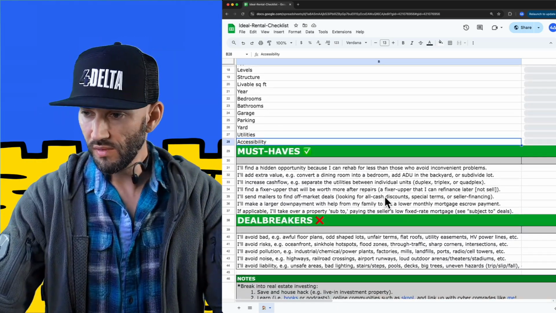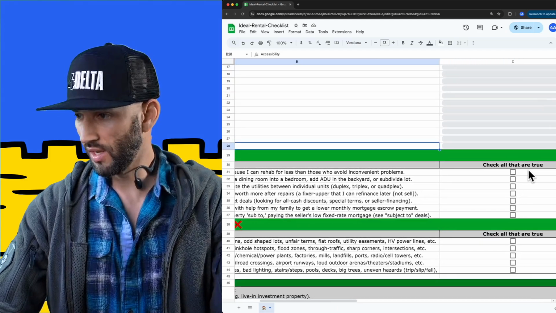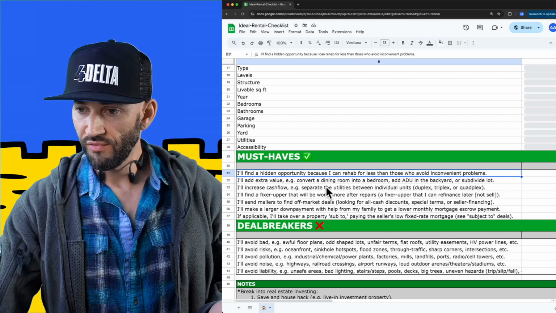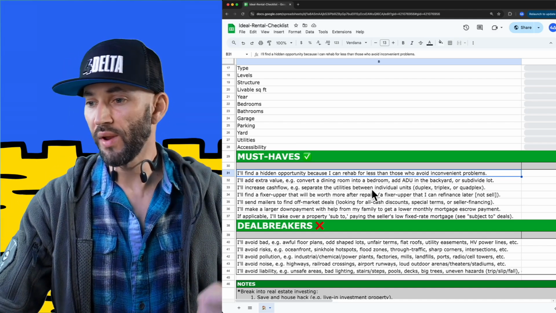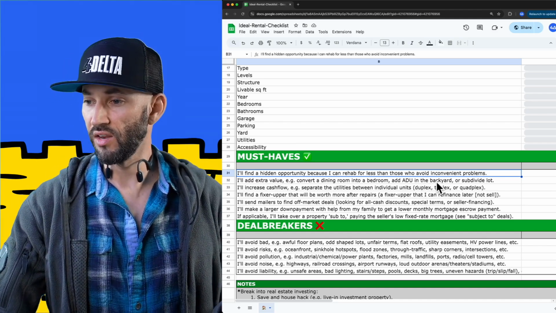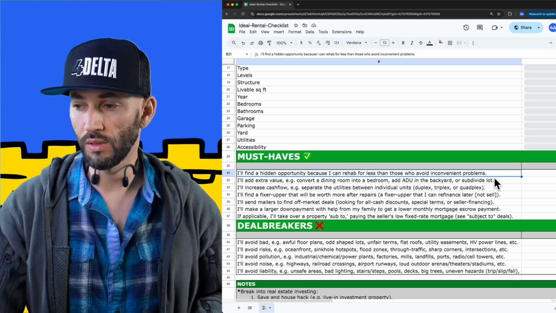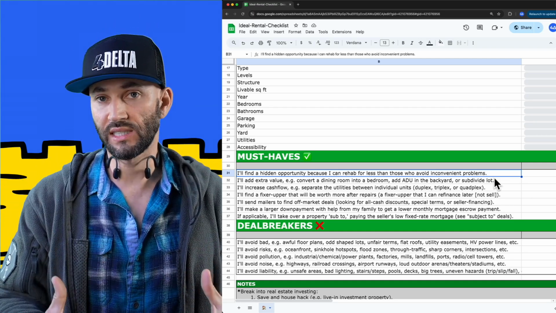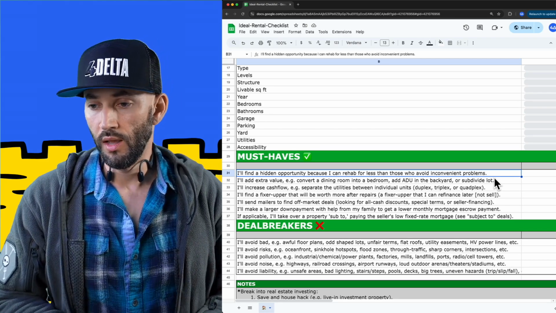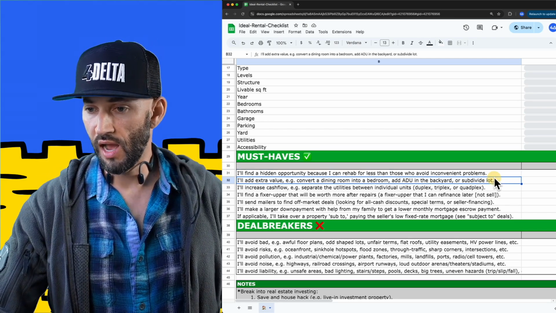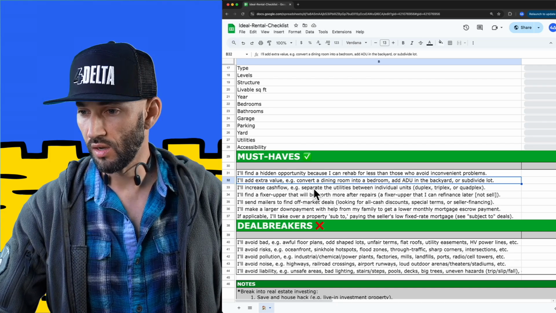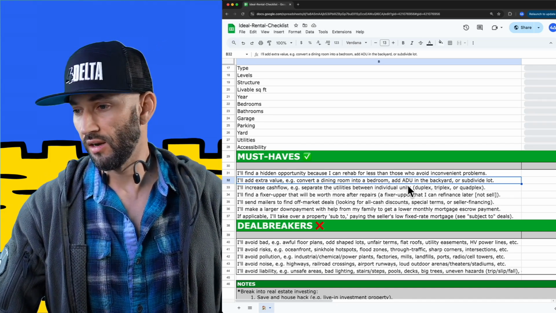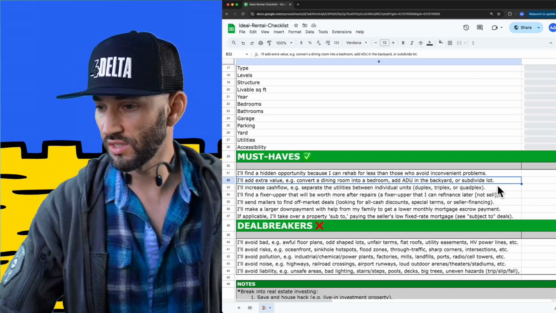Must-haves. I list out some stuff. Okay, these are just checks. So what did I got here? I'll find a hitting opportunity because I can rehab for less than those who avoid inconvenient problems. So this is helping you make money on the buy side going into a deal. And I'll add extra value: convert a dining room into a bedroom, add an auxiliary dwelling unit in the backyard, or subdivide.